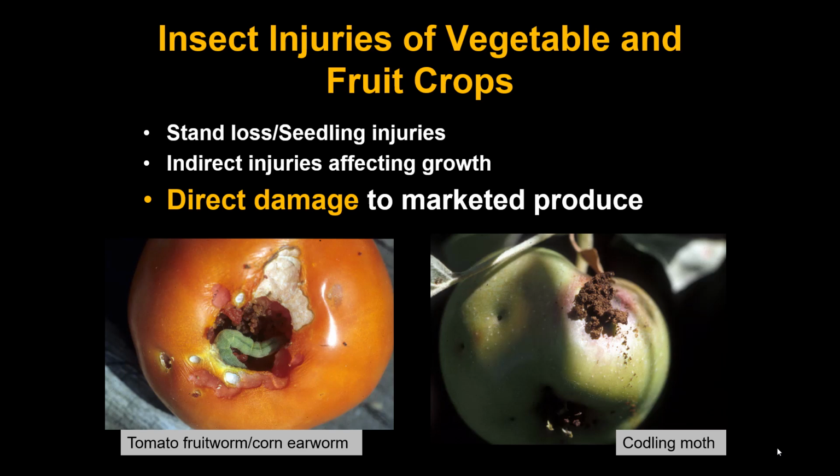So, for example, the picture on the right is an apple damaged by the caterpillar of the codling moth, the number 1 pest of pome fruits like apples and pears. And a tremendous amount of attention has to be given to try to control that insect. On the left is an insect that's got 2 common names. We'll revisit this. It's called the tomato fruit worm. It's called the corn earworm. You might find it in the ear tip of sweet corn, and we call it the corn earworm. Might be inside a pepper fruit or a tomato fruit, and we call it the tomato fruit worm then.